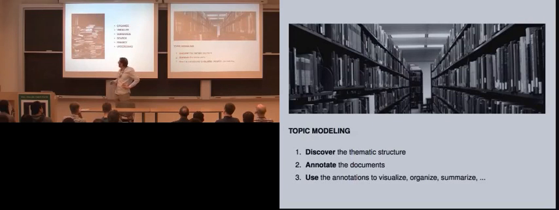And what topic modeling does is, loosely speaking, takes that big stack of books, uses an algorithm to uncover the hidden thematic structure that lives in those books, then organizes the books according to that hidden thematic structure, annotates the documents according to the topics it found, and then you can use those annotated books, that organized collection that you organized algorithmically, to do whatever it is you want to do, to visualize, organize, summarize, and so on.